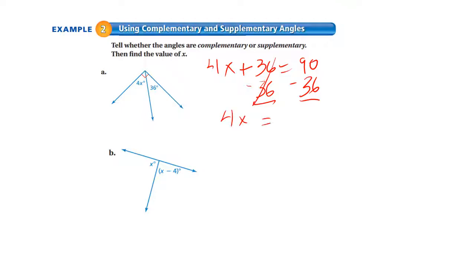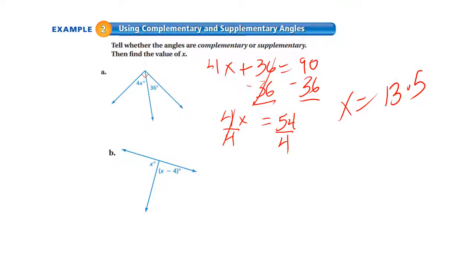So 4x equals 54. And the next thing we need to do is isolate x by dividing by 4 on both sides. Okay, x equals 13.5. Now I just used a calculator on that. You can do the same.